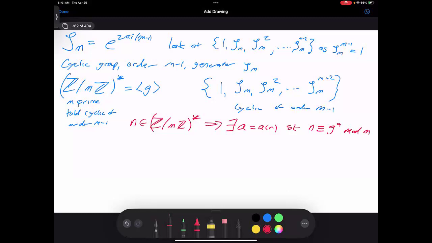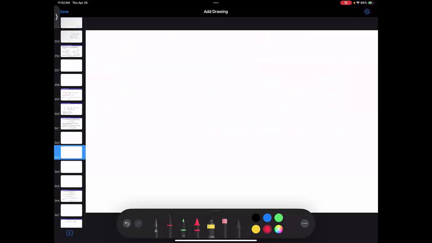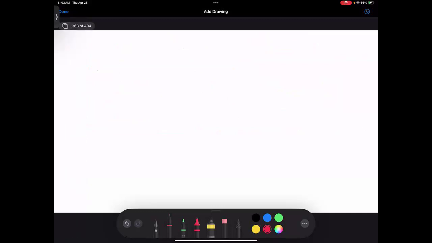Yes? So you give me any number. So maybe m is 11, so I could give you 2, 3, 6, whatever. And that's got to be some power of g. So if you want, we can probably do a small case directly. Let's take m equals 7. So we're going to look at Z mod 7Z star. So that's numbers 1, 2, 3, 4, 5, 6.